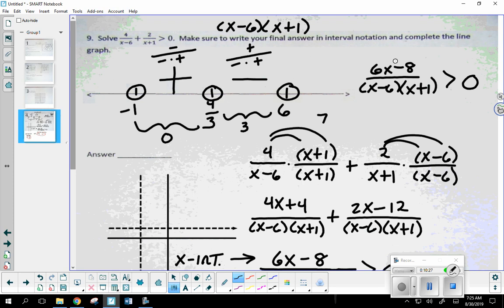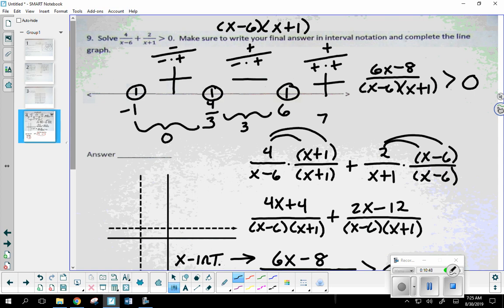6 times 7 is 42 minus 8. Well, that will give me a positive number. 7 minus 6 is a positive number. 7 plus 1 is another positive. So a positive divided by a positive. So I know everything greater than 6 on this graph has to be above the x-axis. And we have 1 left, negative 1.